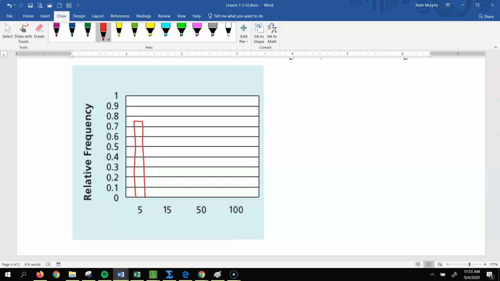For the $15 gift cards, that would be 0.175. So that's going to be way down here. So 0.175 is going to be about 3/4 of the way, so almost up to 0.2. The $50 was 0.05. So that's going to be halfway between 0 and 0.1. And then at $100 gift cards, there's hardly any of them, so we just have a small little bar there. So that is what a bar graph would look like.